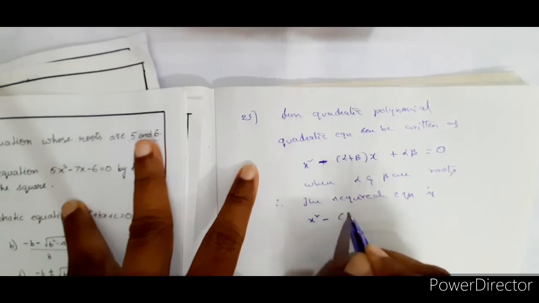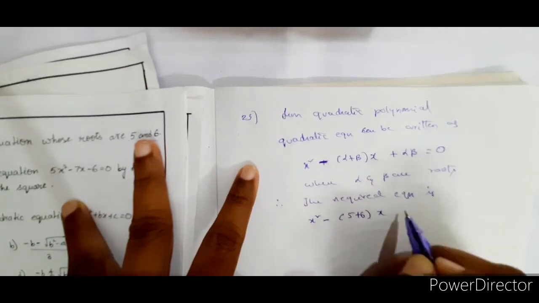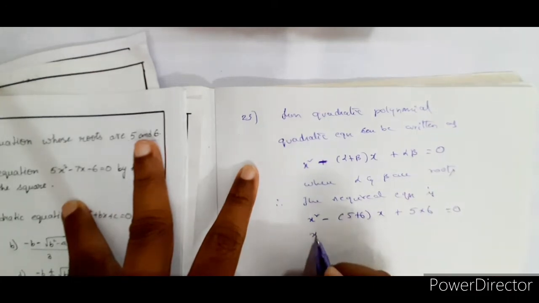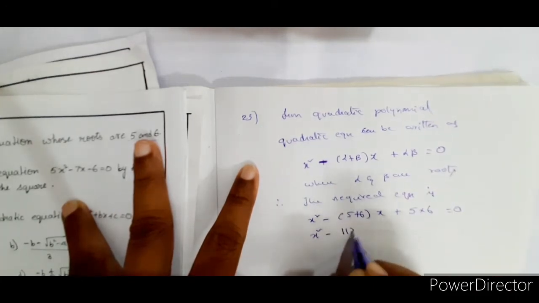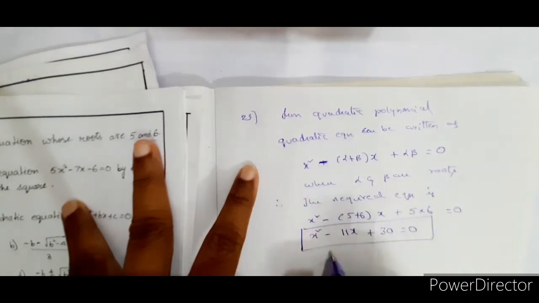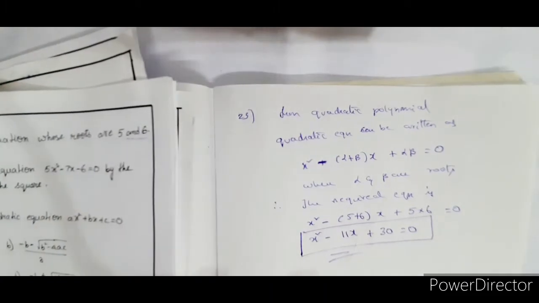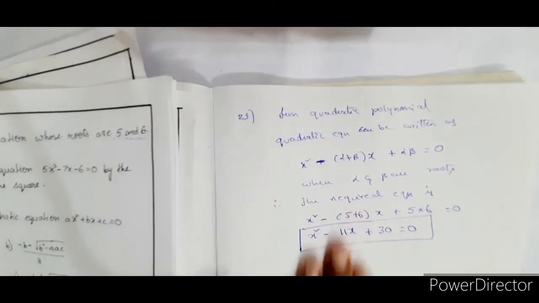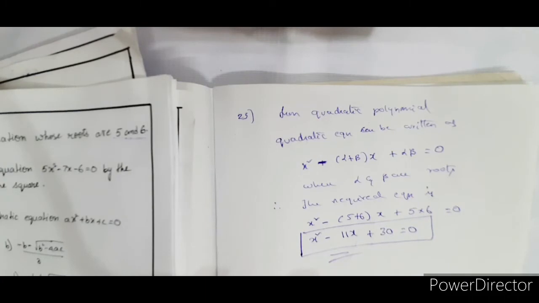So minus of 5 plus 6 into x plus 5 into 6 is equal to 0, or x square minus 11x plus 30 is equal to 0. This is the answer. So when either the roots are given, or the sum of the roots and product of the roots are given, this is the best way of forming a quadratic equation.